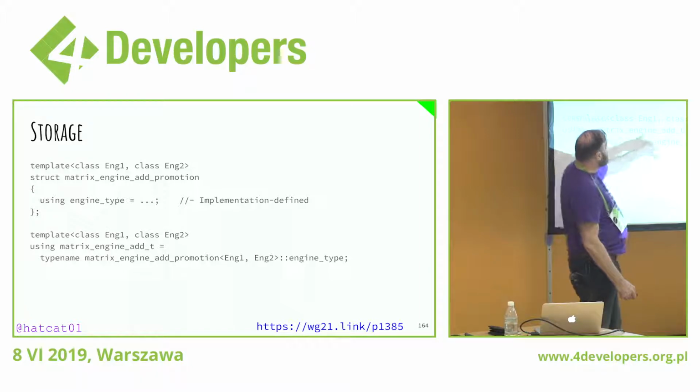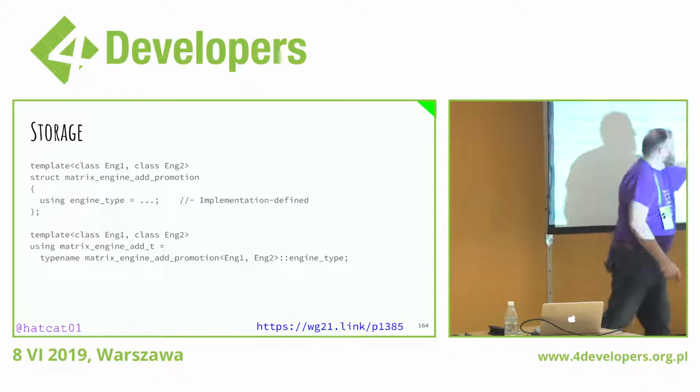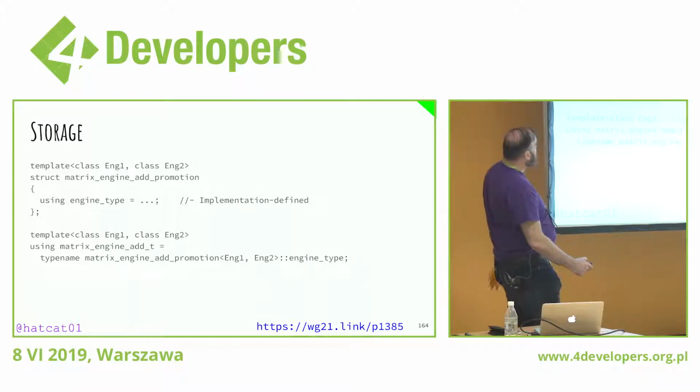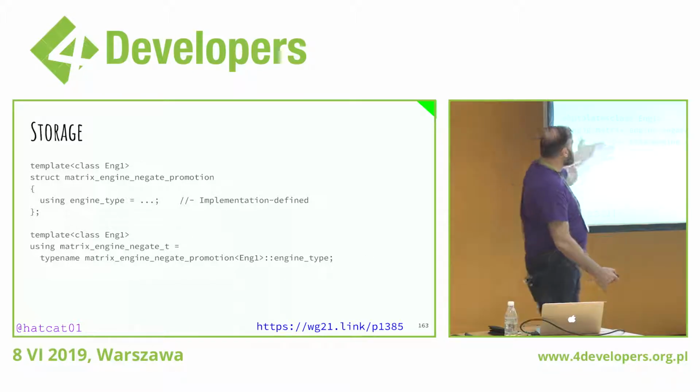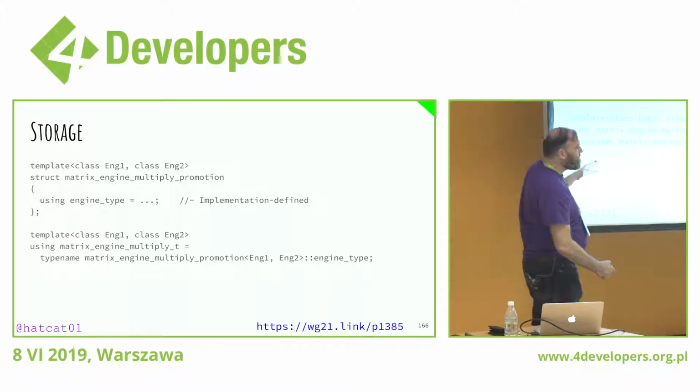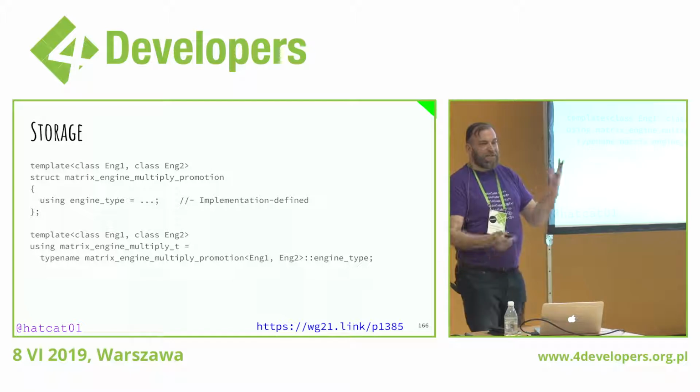And so we have using matrix engine add T, is the engine type over there. And we also get this for subtract. You'll see these haven't changed. Negate promotion, it's working in pretty much the same way all through. Multiply is a bit weird, obviously, because you usually end up with a different sized object.